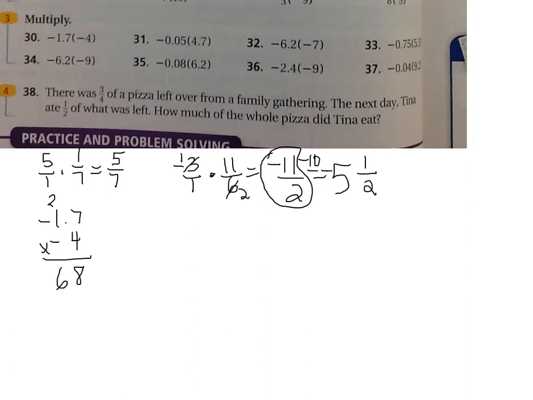How many decimal jumps in your factors? Only 1. So you're only going to do 1 decimal jump in your product. Negative times a negative is a positive. Okay, let's try another one.